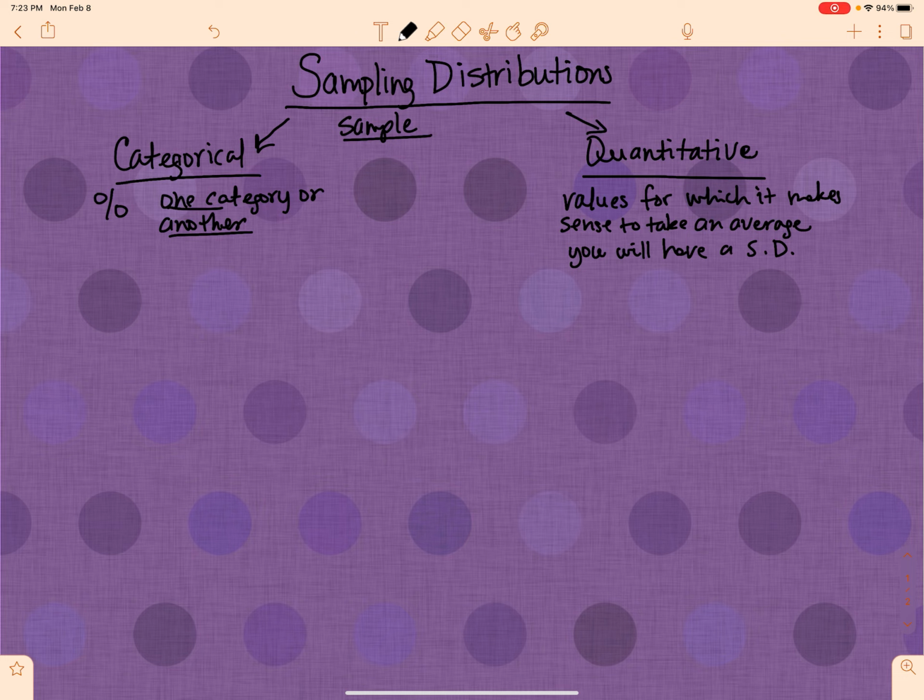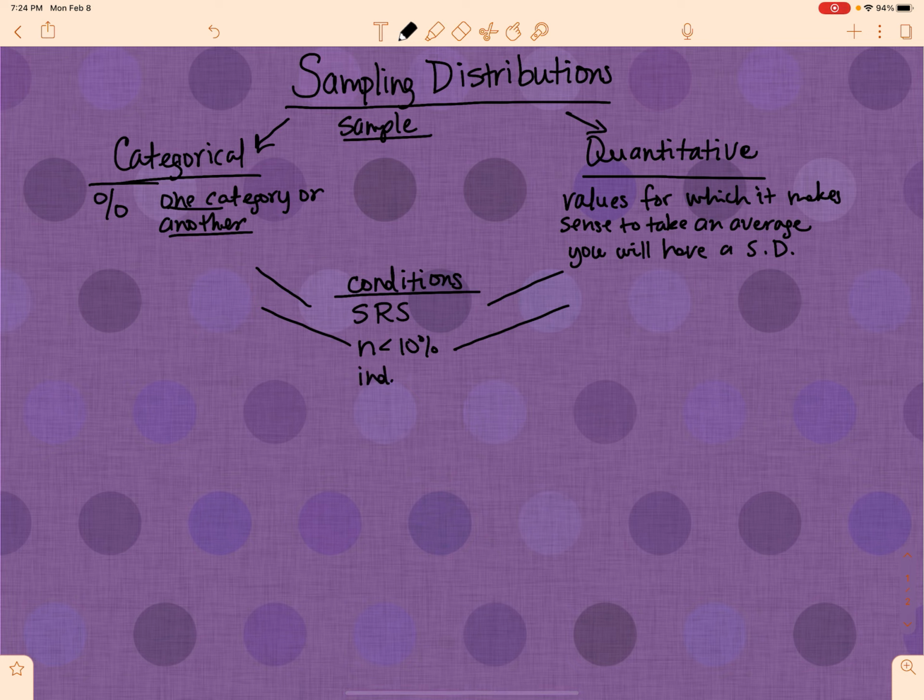All right, so in categorical, once you determine you have categorical, some of your conditions are very similar. When we're talking about conditions, both of these require that you have a simple random sample. Both of them require that your sample size be less than 10%, and both of them require that your individuals are independent.